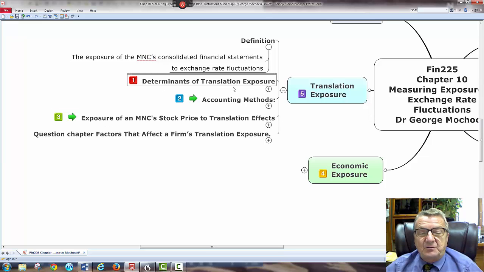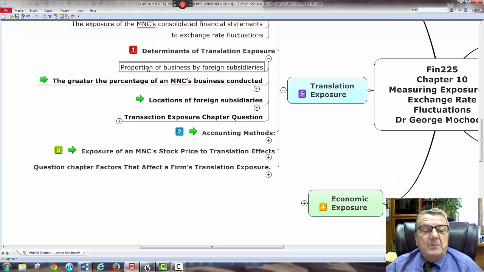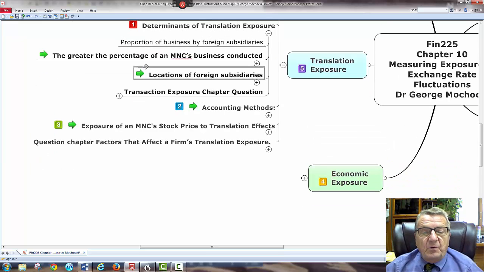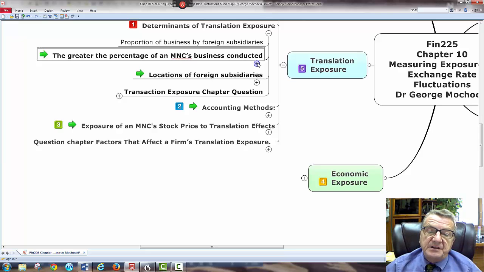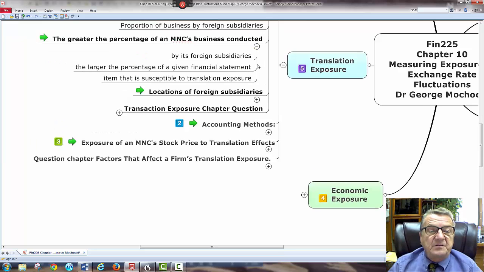Determinants of translational exposure. Proportion of business by foreign subsidiaries. The greater the percentage of an MNC's business conducted by its foreign subsidiaries, the larger the percentage of financial statement items that are susceptible to translational exposure. It just makes sense. I'm out there more in the different countries, so I have more of an effect on the exposure.